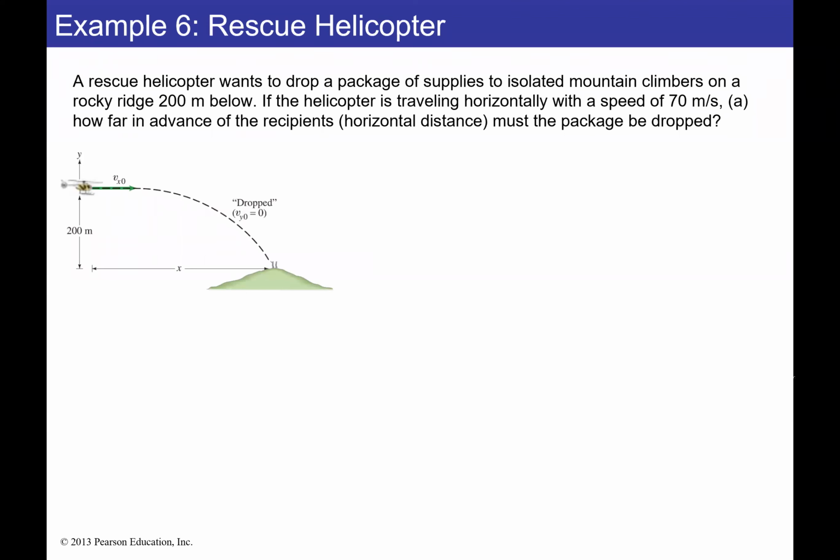All right, so one more example. This last example in projectiles: a rescue helicopter wants to drop a package of supplies to an isolated mountain climber on a rocky ridge 200 meters below. If the helicopter is traveling horizontally with a speed of 70 meters per second, how far in advance of the recipient's horizontal distance must the package be dropped?